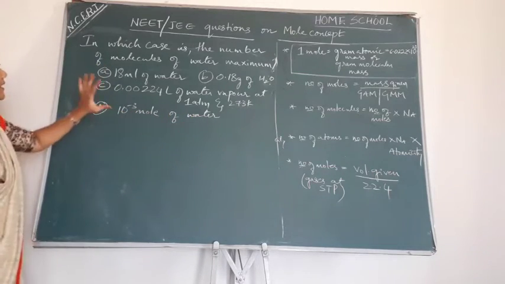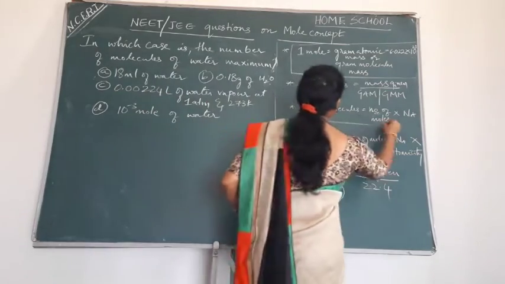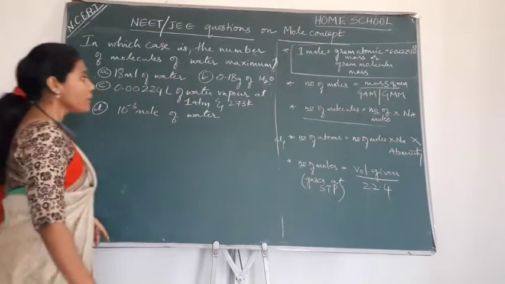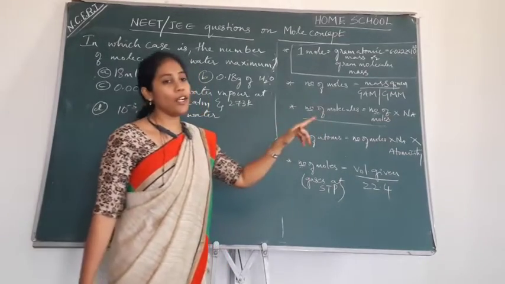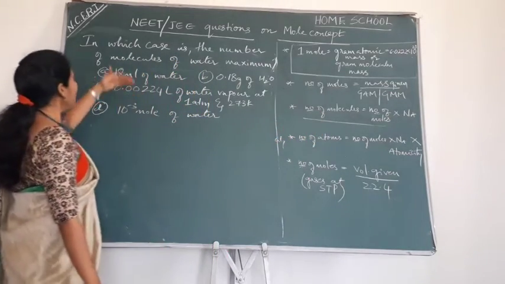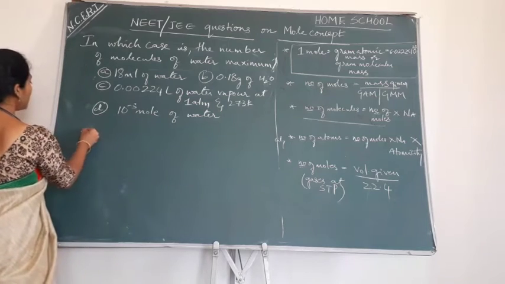So what are they asking? Number of molecules only they are asking now. So try with this formula itself, number of molecules. So what is the formula? Number of molecules is equal to number of moles into Avogadro number, right? So apply for every option, check the answer. Okay, let me apply for option A.